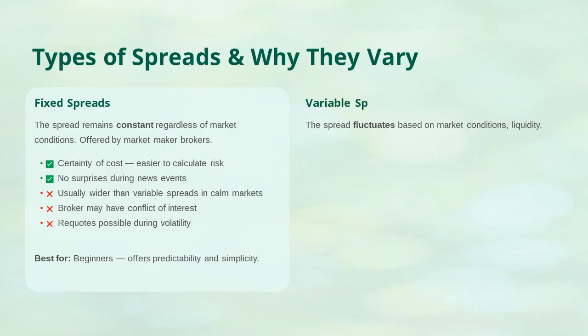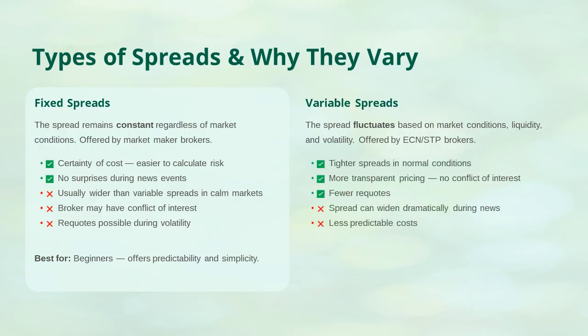Variable spreads, also called floating spreads, fluctuate based on market conditions. They are offered by ECN and STP brokers, electronic communication network, and straight-through processing. The advantage is that during normal market conditions, spreads are often much tighter, sometimes as low as 0.1 pips on euro to US dollar. The disadvantage is that during major news events, spreads can widen dramatically, sometimes 5 to 10 times their normal size. Variable spreads are best for experienced traders who want true market pricing and lower costs, and who understand how to manage around news events.